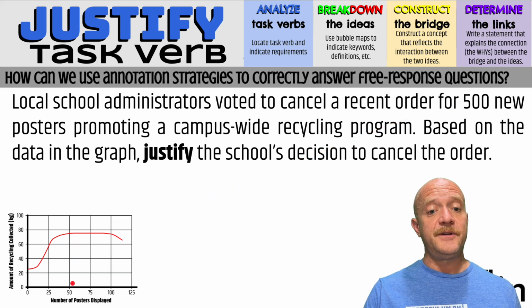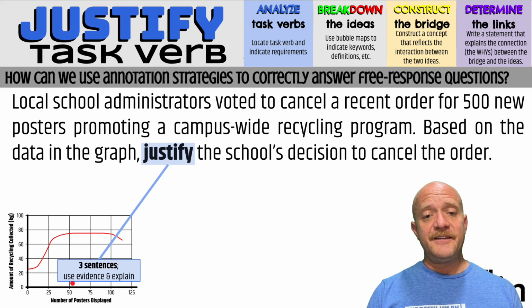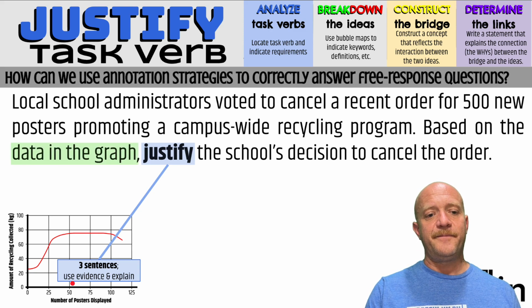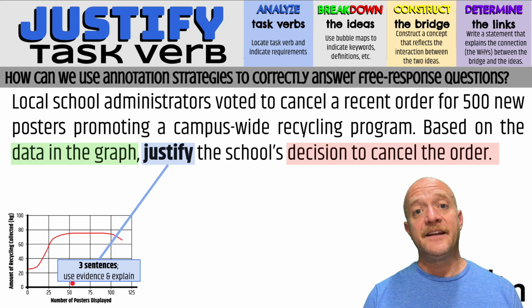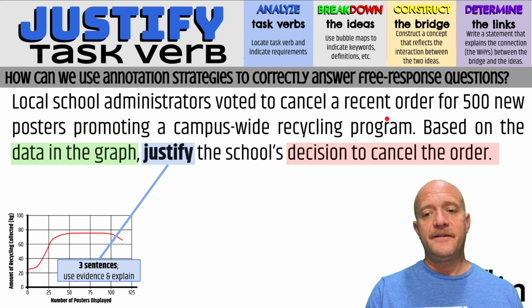So let's do the steps. First step, we're going to analyze the task verb, justify. So we're going to use evidence, and we're going to explain it. Now the first idea, the breakdown of the ideas, is the data in the graph. And the second idea is the decision to cancel the order. Again, this information up here is background information. It is necessary, but it's not really part of our ideas.